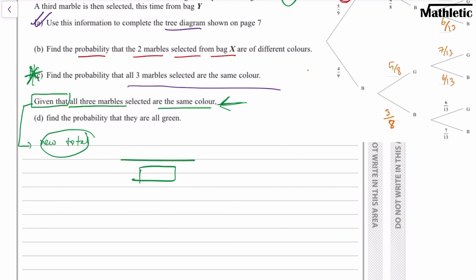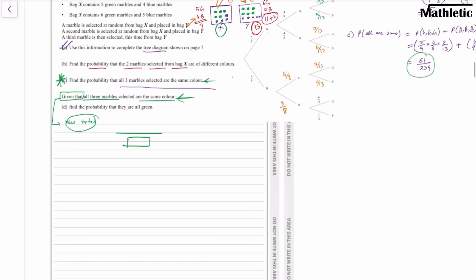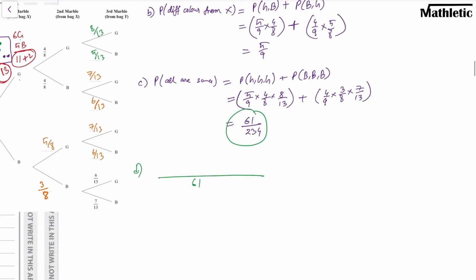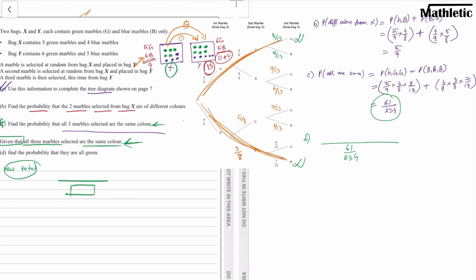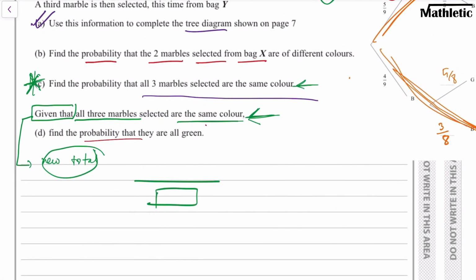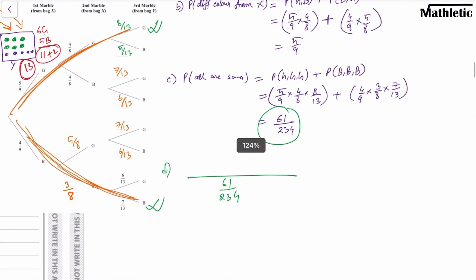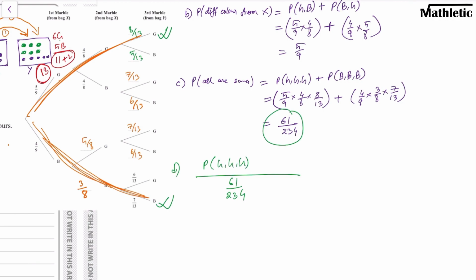So given that the 3 marbles are of the same color, we have already calculated that probability for part C. So this is my denominator because this is the new total. So I will be able to select from these 2 branches only, green, green, green, blue, blue, blue, because given that situation is that the colors are same. All these 3 are of same color, so you cannot pick any other branches. You need to select only from these 2 branches. These 2 branches are my new total, so that's why I have divided by the answer to part C. And from these 2, I need to select the probability that they are all green, as in green, green, green, the first branch. Probability of green, green, green, the first branch, this one.